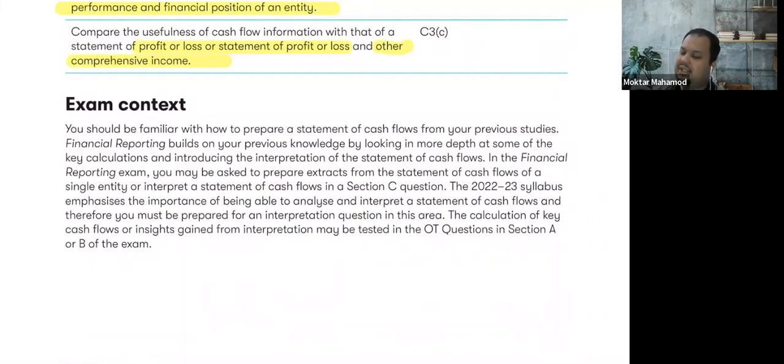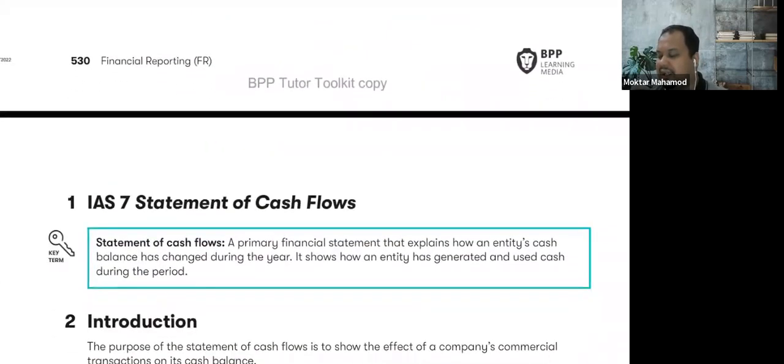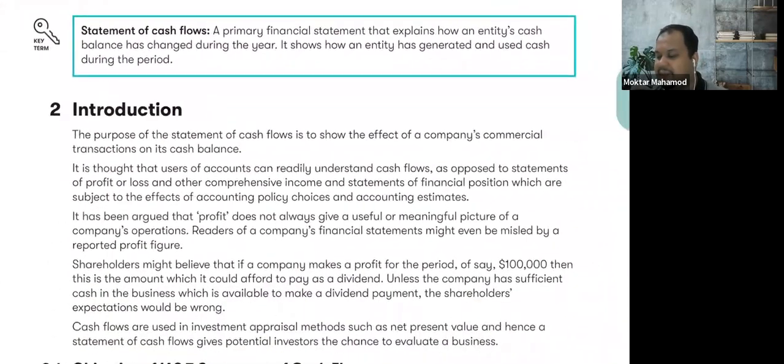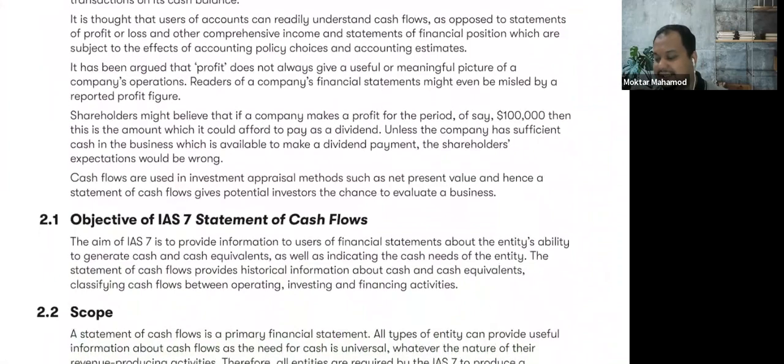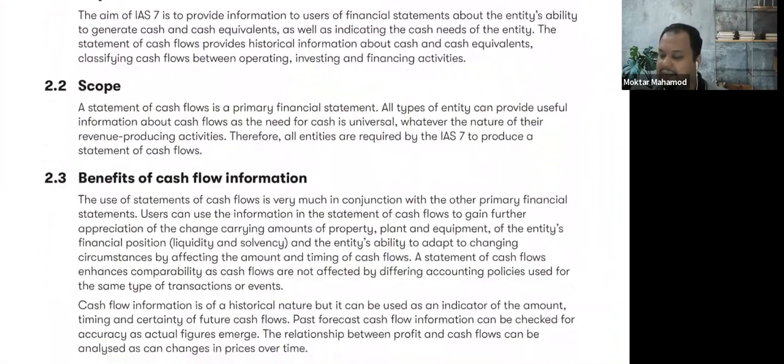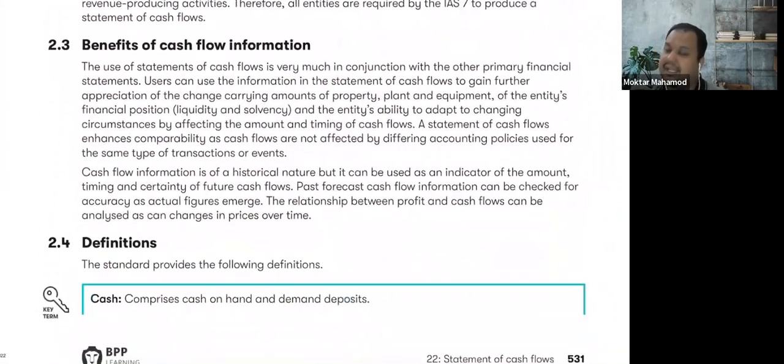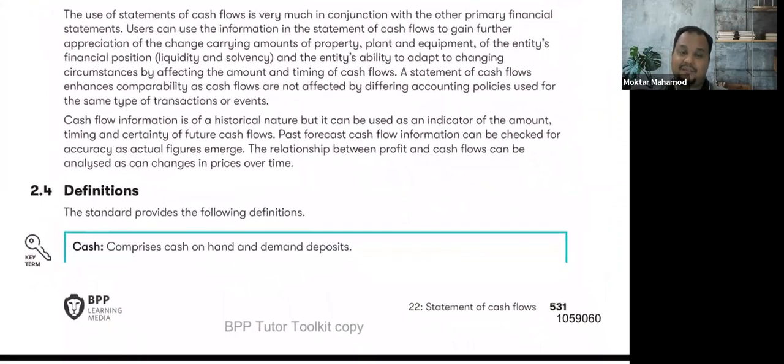They did mention that you have the statement of cash flow in your previous study, but in more depth for calculation, plus the interpretation, and also plus the individual accounting standard like I mentioned just now. So it is still similar to the statement, straight away. Introduction, objective, I will go into that. Benefits of the information, definition, just for a quick review.